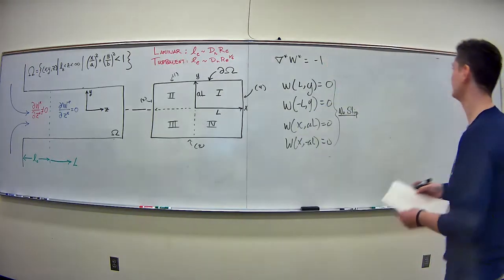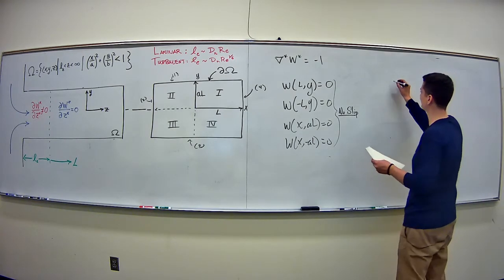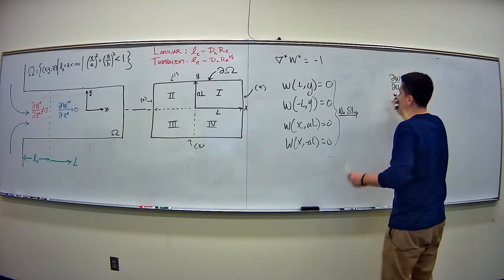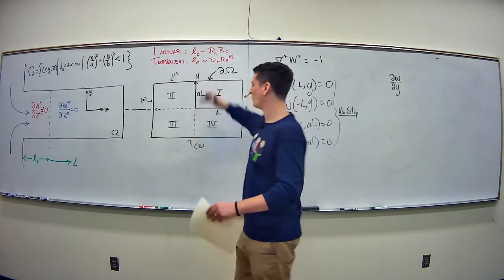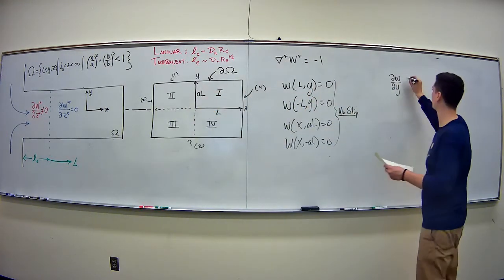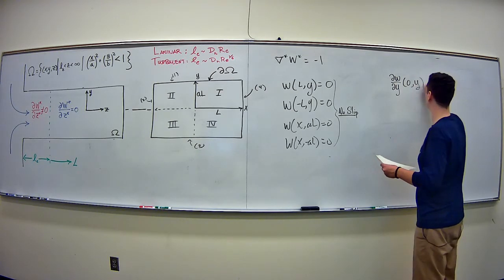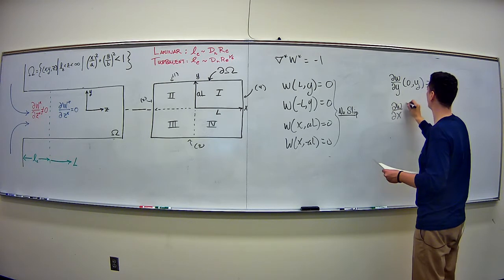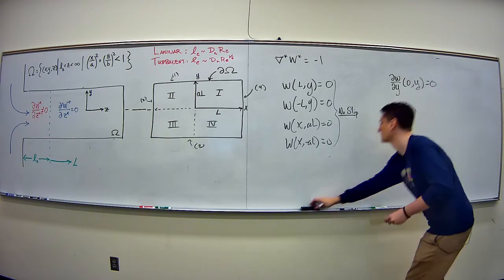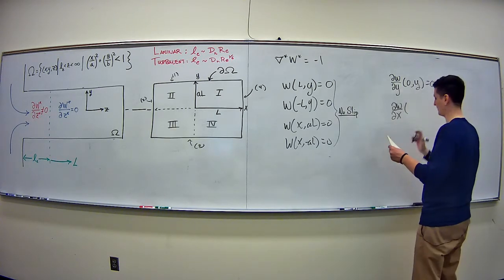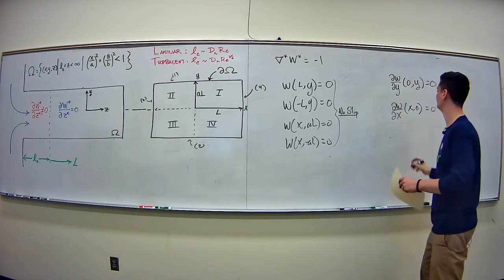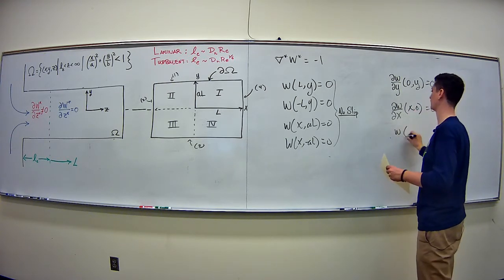But your life is easier in this problem if instead you use this set of equations: that the slope in the y direction at the point 0 is 0. The slope at the point x is 0. And then you have no slip just on the other walls.